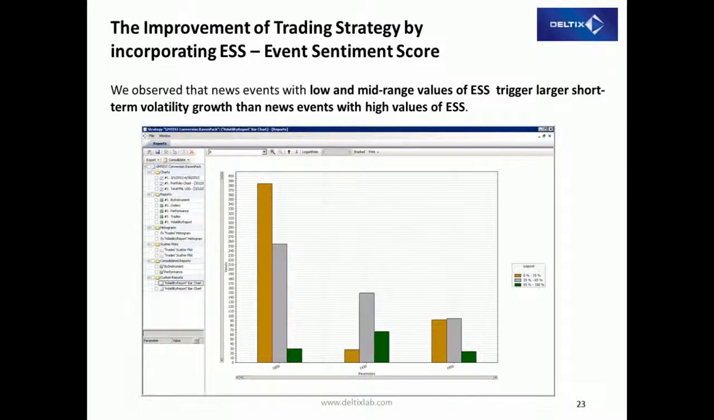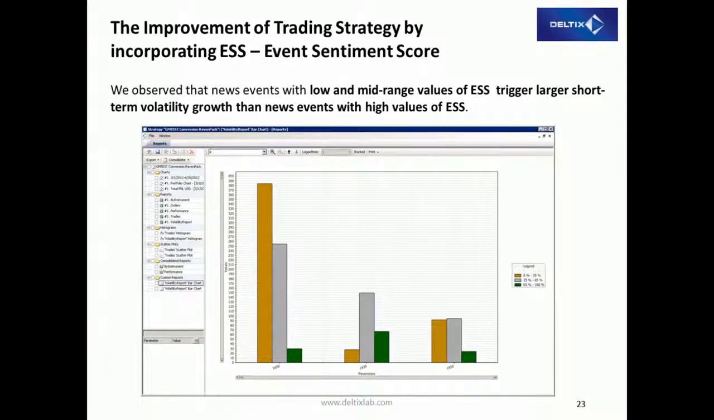And so we analyzed the speed with which variance ratio changes. So we created a second measure. We said true or false that depending on ESS, the variance ratio would change more dramatically or not. And we basically took all the ESSs and grouped them by thirds and found an interesting pattern: events with low and mid-range values of ESS trigger larger short-term volatility growth than news events with high values of ESS. It may not be a predictable pattern.